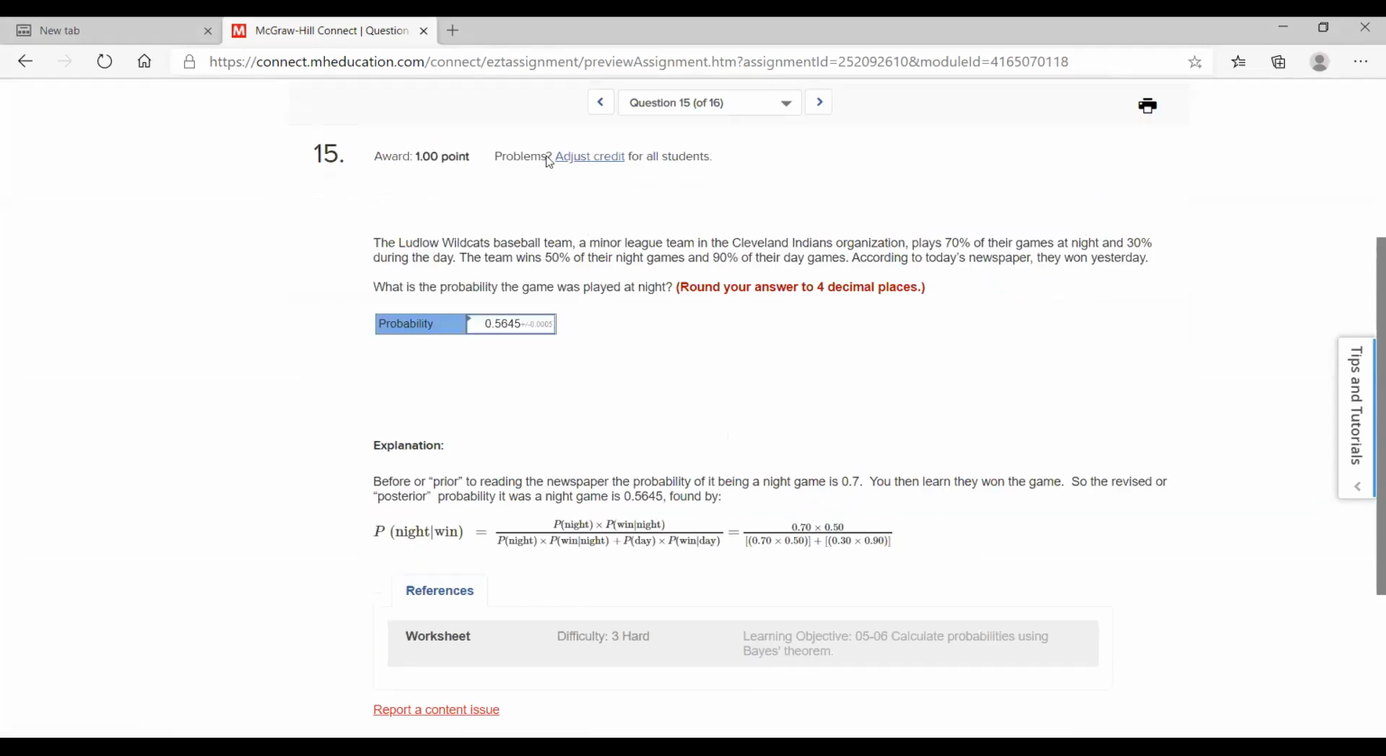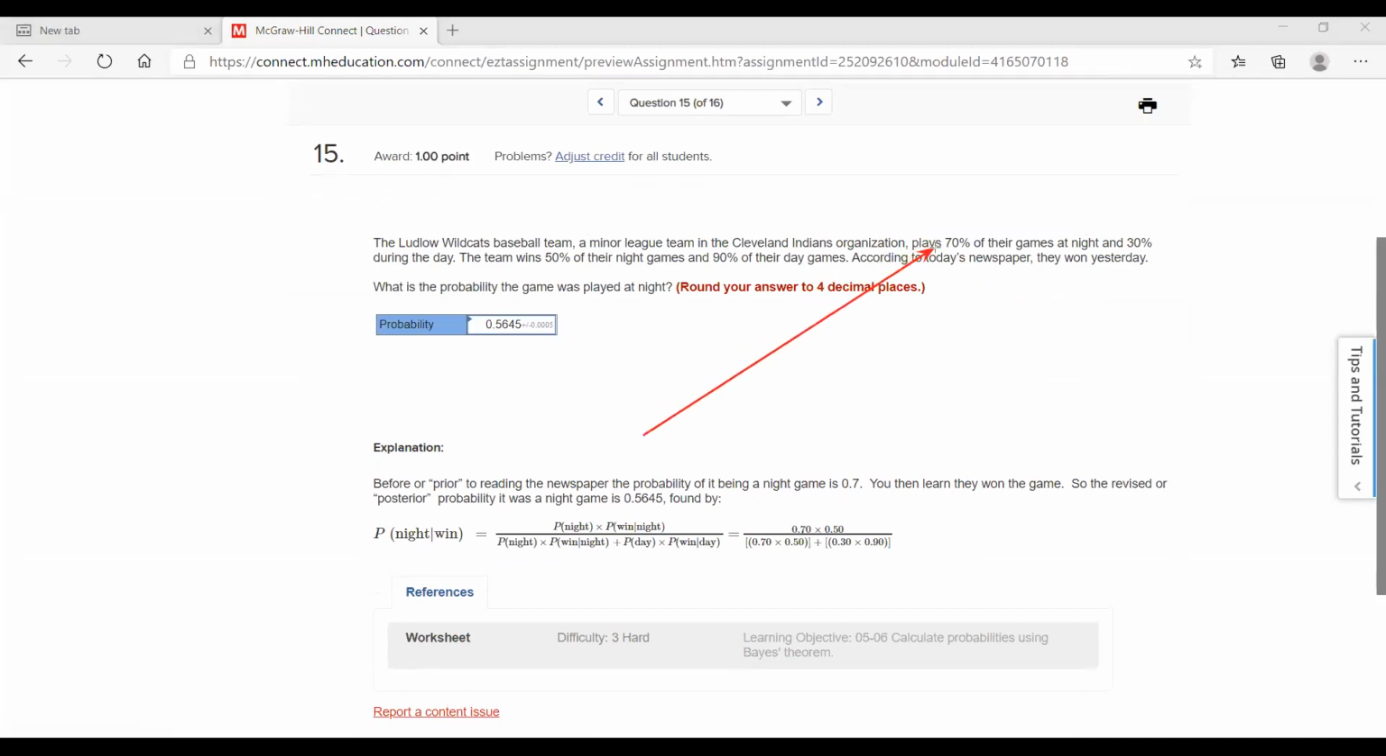And again, this is another Bayes theorem. So in this case, we've got where they play 70% of their games at night, 30% during the day. So there's your two margins. Night games and day games add up to 100%. The condition is going to be winning. They win 50% of their night games and 90% of their day games. And then they want to figure out, given they won yesterday, the probability they played at night. So again, let me show you my table. Let me go back to my screen.